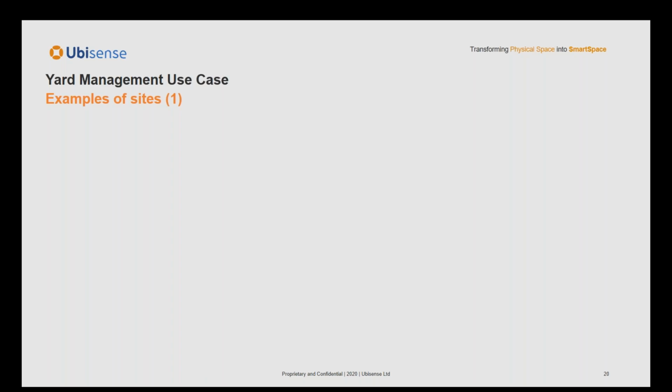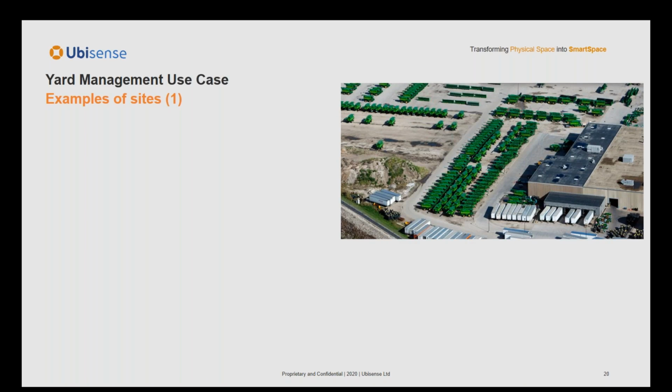I also wanted to show you some examples of sites to give you some ideas. For instance, that's a harvester site in the US. So you see, it's quite difficult to find the right product when they are all the same color and you have a huge yard.